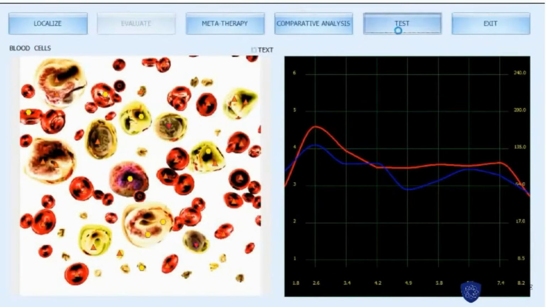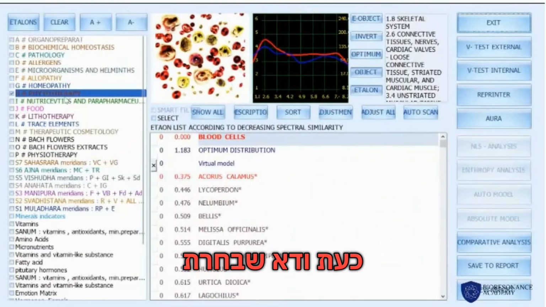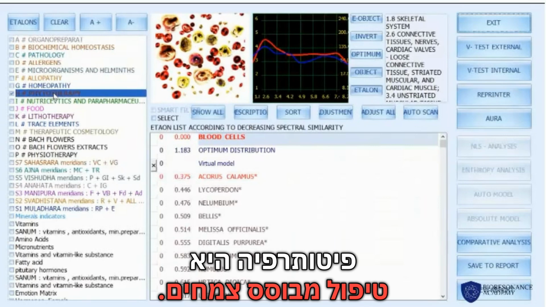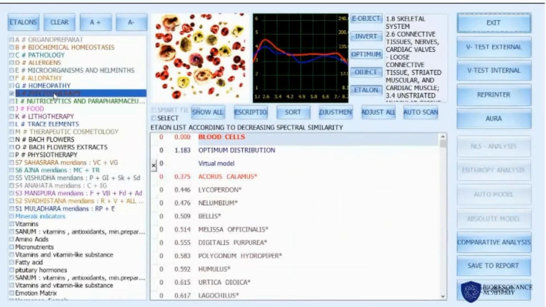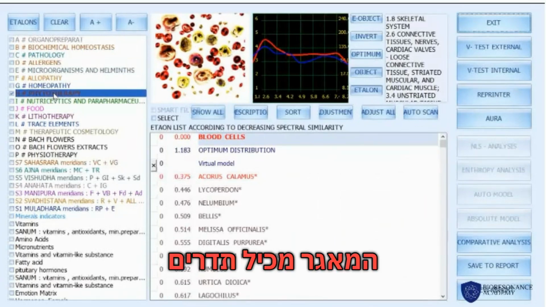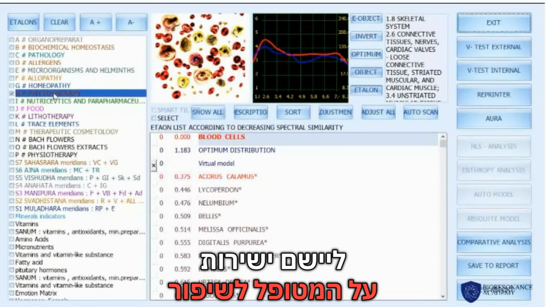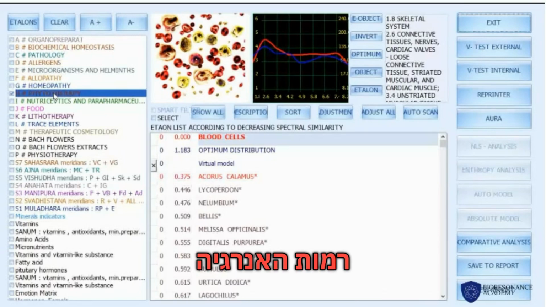Test, and now make sure you select phytotherapy. So phytotherapy is plant-based therapy. The database contains certain frequencies of these therapeutic plants and can be directly applied on the patient in order to improve the energy levels of the organs.